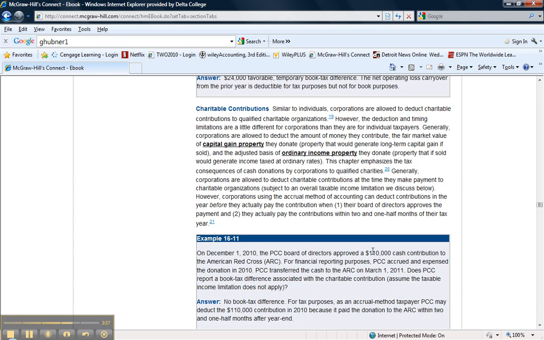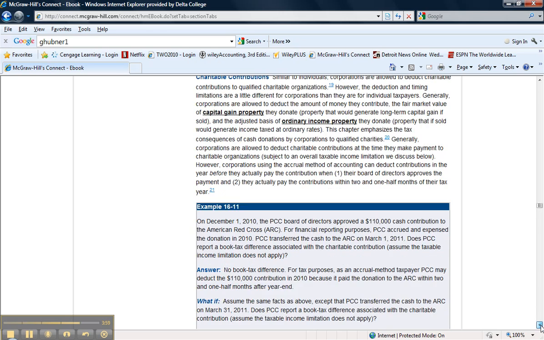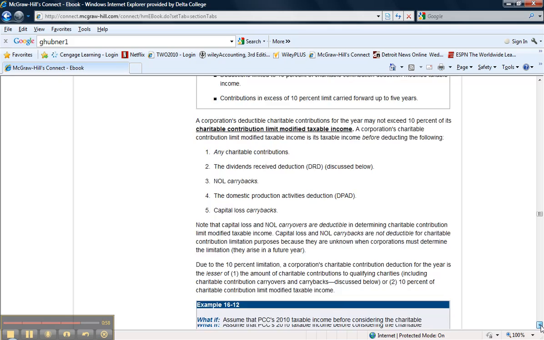Also, it should be noted that charitable contributions can be deducted in a year as long as the board of directors approves the payment and it's actually made within 2.5 months after year end. So you don't have to make the charitable contribution in the year of deduction. It can be just guaranteed by the board and you still get the deduction that year. So this is a kind of a long section on charitable contributions.